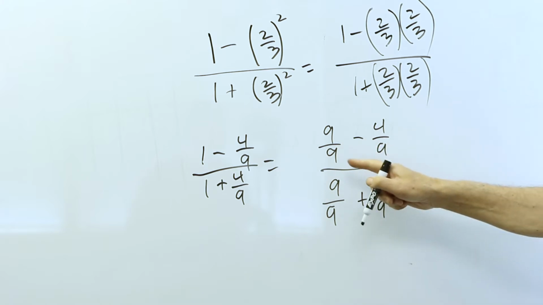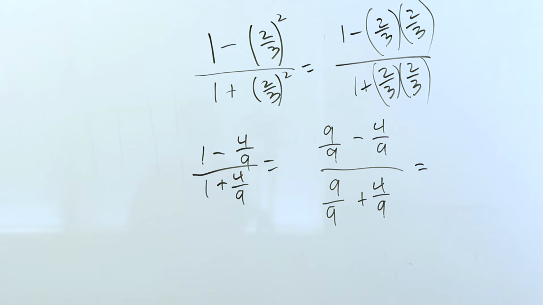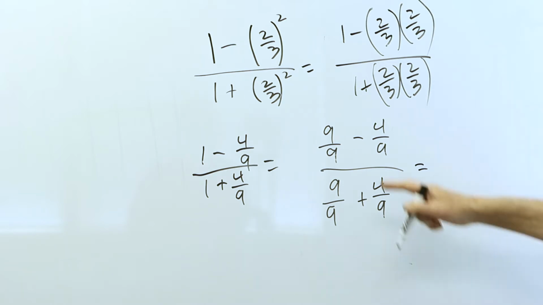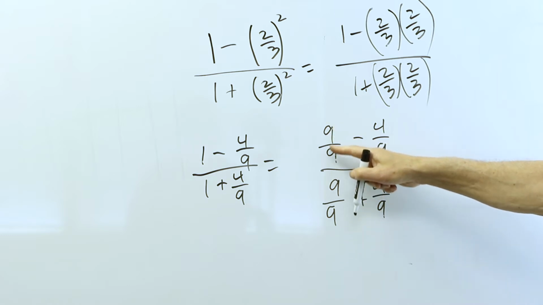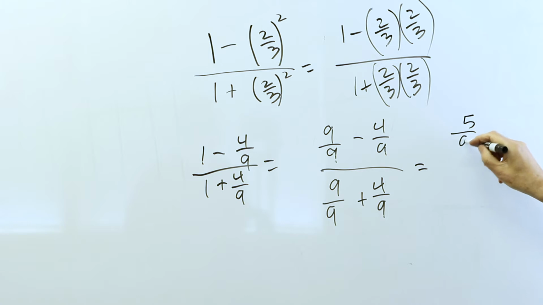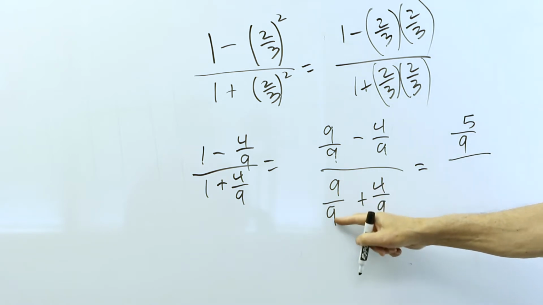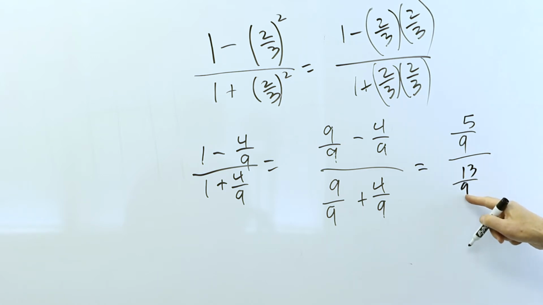So then, when we subtract, we keep the same denominator. I can think of this as a pizza problem, where I have a pizza with 9 slices of equal size, and I subtract 4 slices, and I still have 5 slices. The denominator doesn't change because I haven't changed the size of my slice, just how many slices I have. And down here, I have 9 slices plus 4 slices gives me 13 slices of the same size. So the denominator again doesn't change.